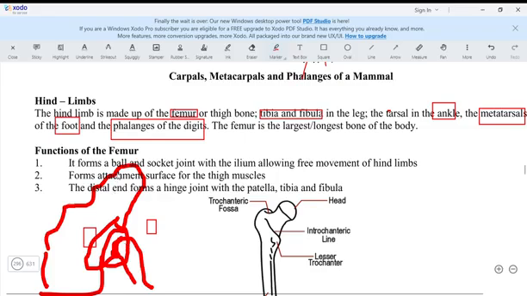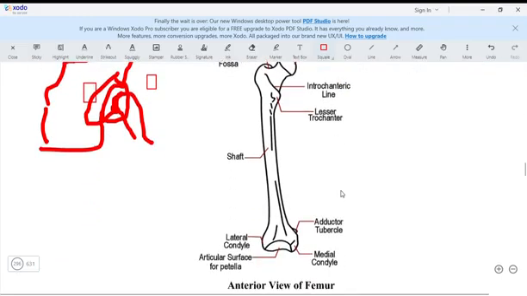Then number two, it forms an attachment surface for the thigh muscles. The thigh muscle is the muscle in our legs, and it is attached to the femur. The distal end forms a hinge joint with the patella, tibia, and fibula. Distal means the part that is far away. It forms a hinge joint, the one that goes to 180 degrees, with the patella, tibia, and fibula.